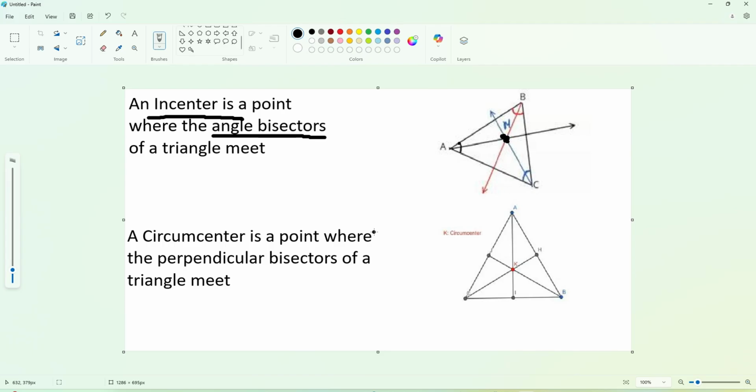Next, we have a circumcenter. It's a point where perpendicular bisectors of a triangle meet. As you can see, they create 90-degree angles with these segments, and they also split these segments into two equal halves. And they meet at point K, which is our circumcenter.